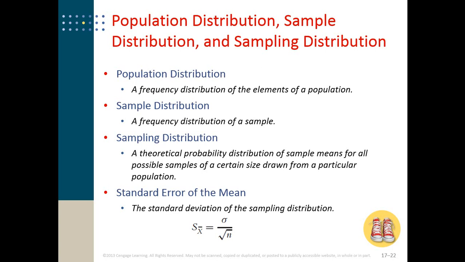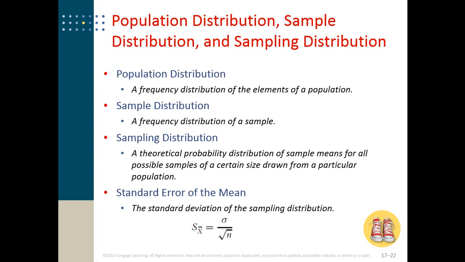Then population distribution, sample and sampling distribution. Population distribution is if we create a frequency distribution for the population, then it's a population distribution. In lecture video 1 for this week, we learned about frequency distribution. So the frequency distribution for the population is a population distribution. If we create a frequency distribution for the sample, then it's sample distribution. And if we create a frequency distribution of possible sample means, then it's called sampling distribution.